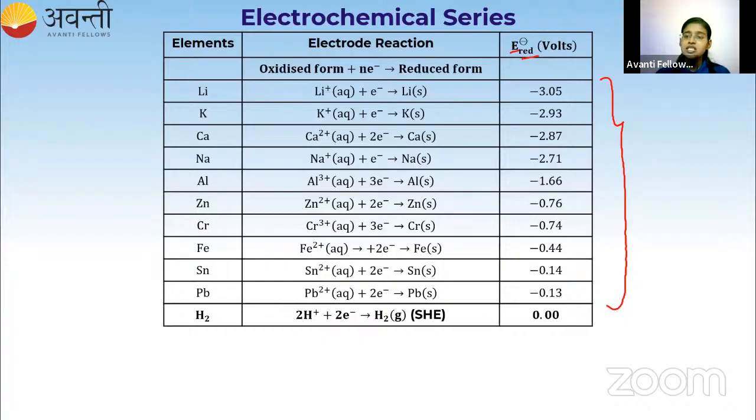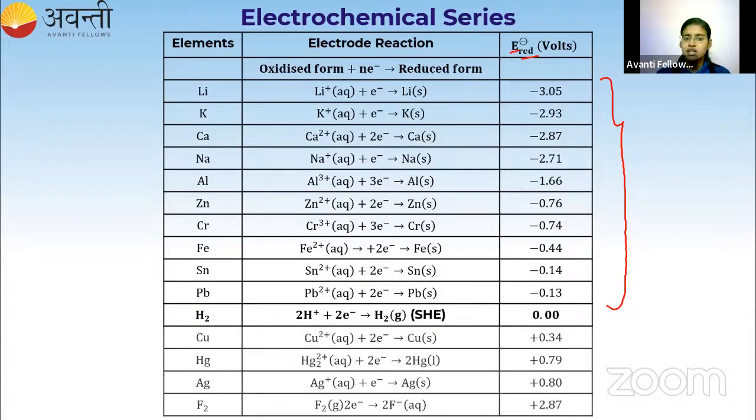And after this, we have some set of metals: copper, mercury, silver, and fluorine. Fluorine is not a metal, but that element is given here. And here, if you observe, the values are given in positive terms.